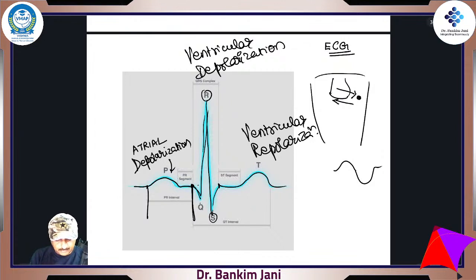So from the beginning of P to the beginning of this QRS complex, that is what is called the PR interval. This interval would be crucial, right? This would be the PR interval.